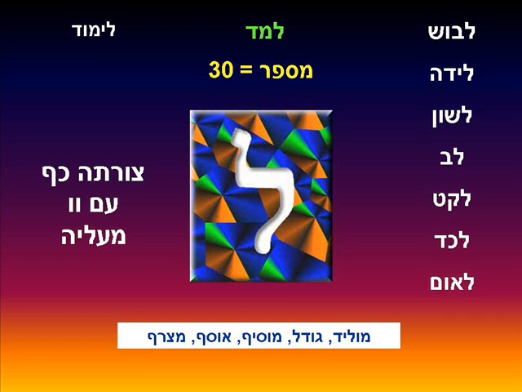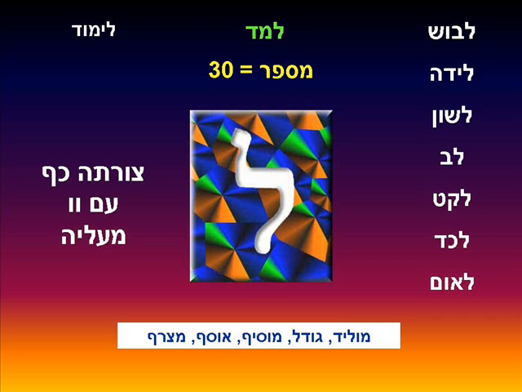Leda, giving birth. Lashon is a language, because many words are composed and put together. Lev, the heart, which also has an important function in the body. It's supplying the blood. Leket, to gather. Laked, also to gather, to bring together. And Le'um, anybody know what Le'um is?